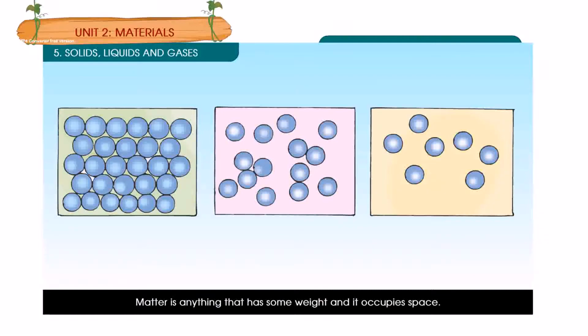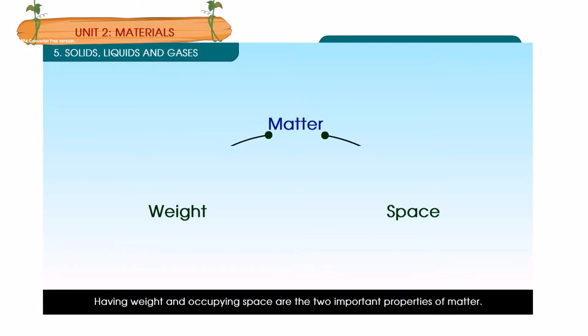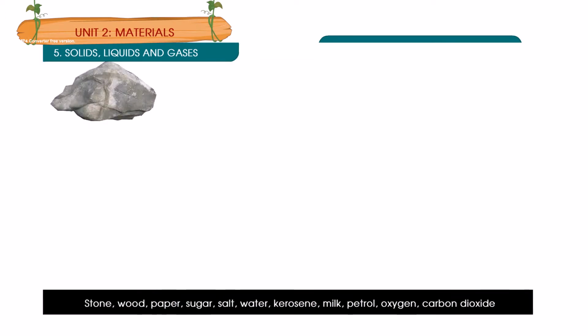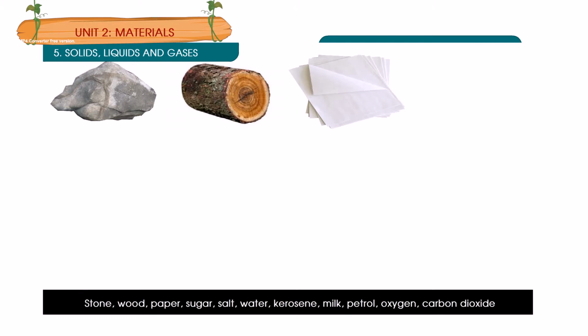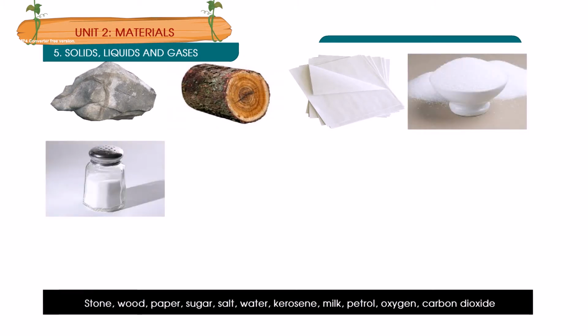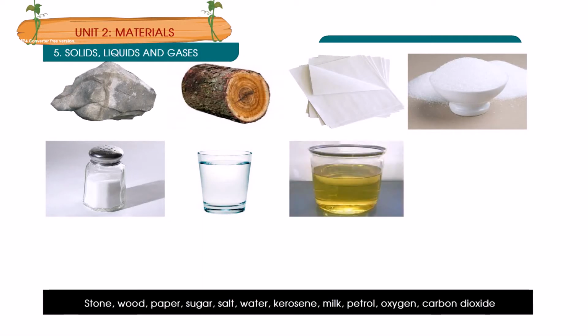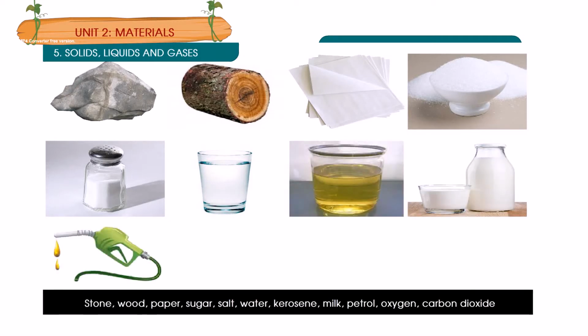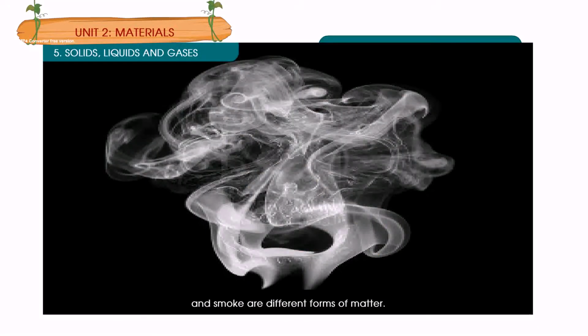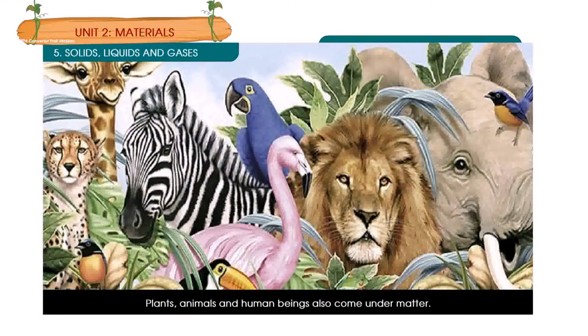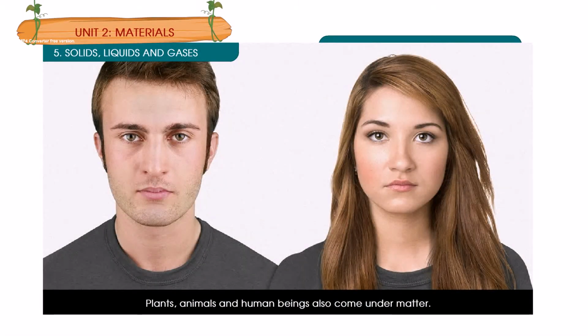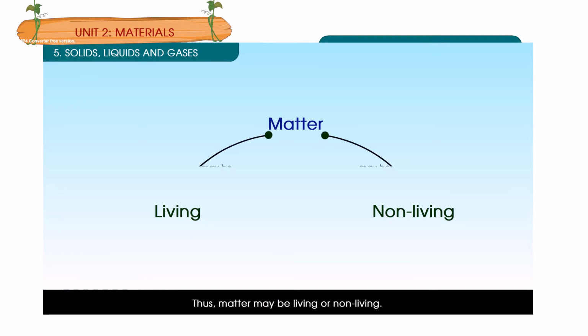Matter is anything that has some weight and occupies space. Having weight and occupying space are the two important properties of matter. Stone, wood, paper, sugar, salt, water, kerosene, milk, petrol, oxygen, carbon dioxide, and smoke are different forms of matter. Plants, animals, and human beings also come under matter. Thus, matter may be living or non-living.